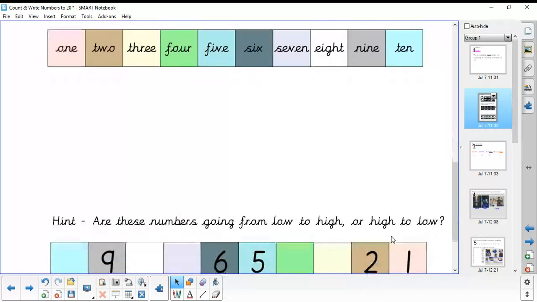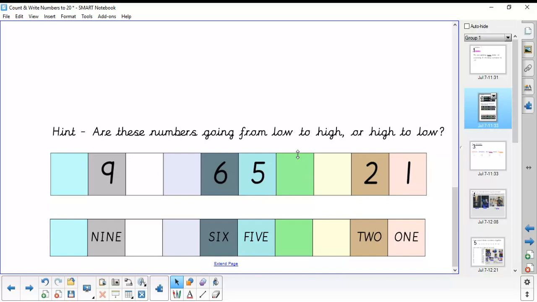Have we got the next challenge? Again, pause the video until you have your answer. There's a hint. Are these numbers going from low to high or high to low? Okay, so here I have a missing number, and then I have the number 9, 2 missing numbers, 6, 5, 2 missing numbers, 2, 1. Now, to me, I know that 9 is quite a high number, and 1 is very low. So it must be going from high to low.